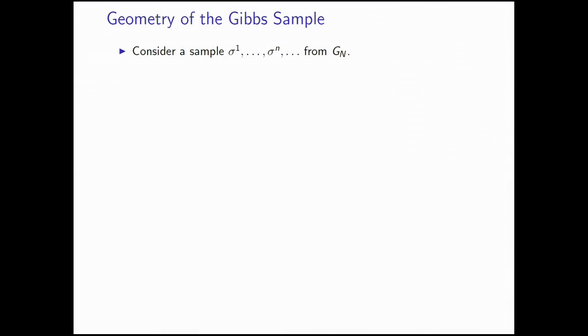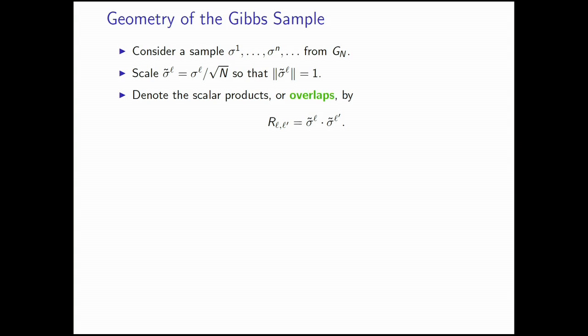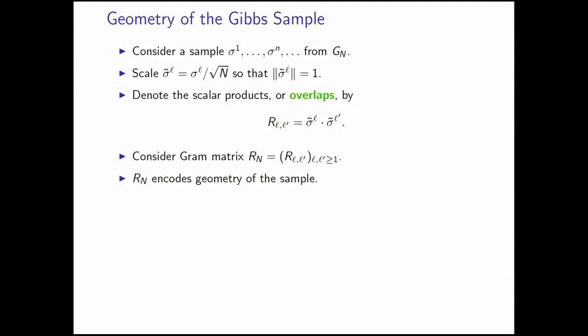So let me quickly formally write down what I just said. We consider a sample from the Gibbs distribution. We scale them by square root of n. Now, instead of distances, we will actually record the scalar products between them, which are called overlaps by the physicists. Of course, in this case, the scalar products encode the same information as the distances. And so this Gram matrix of overlaps encodes the geometry of the sample. What I said is that the Parisi solution can now be described in terms of the properties of this random matrix. However, what we will do is first pass to the limit to give precise statements instead of worrying about epsilons and deltas.